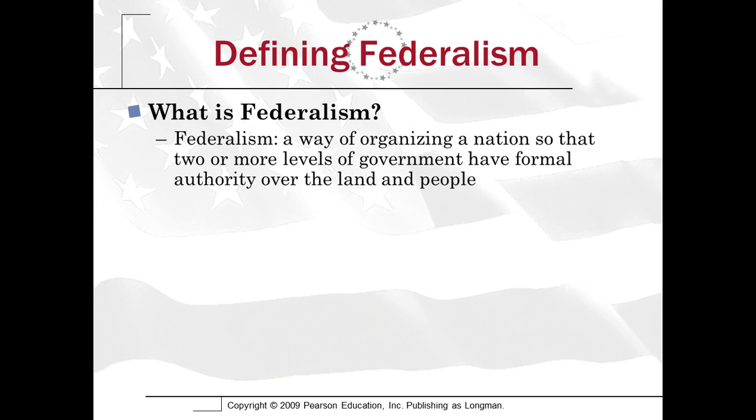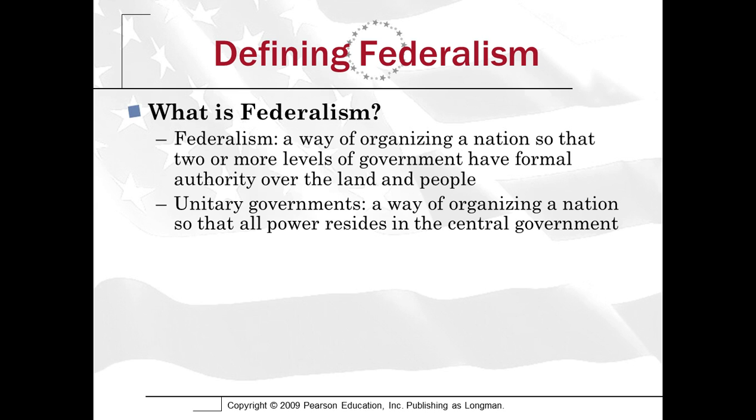Technically, it's the division of power between any two levels of government, but here in the United States, which is what we're worried about, it's the division of power between the national government and the state governments. You can also have a unitary government. That's where there's only one level of government.